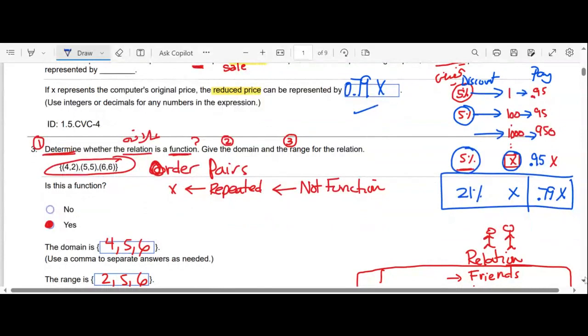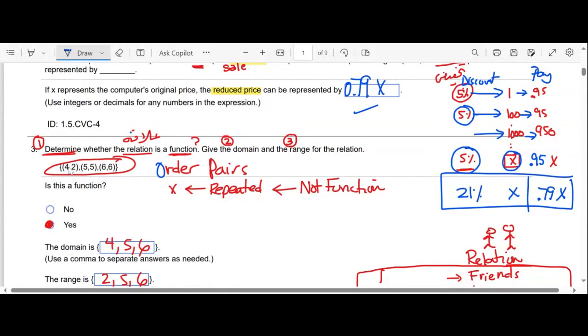Determine three. Question number 3. Determine whether the relation is a function, given the domain and the range of the relation. So we have this relation: is it a function or not a function? Let's see. Take a look at this, these are ordered pairs. We don't know what type of relation it is. It could be a function or not a function.